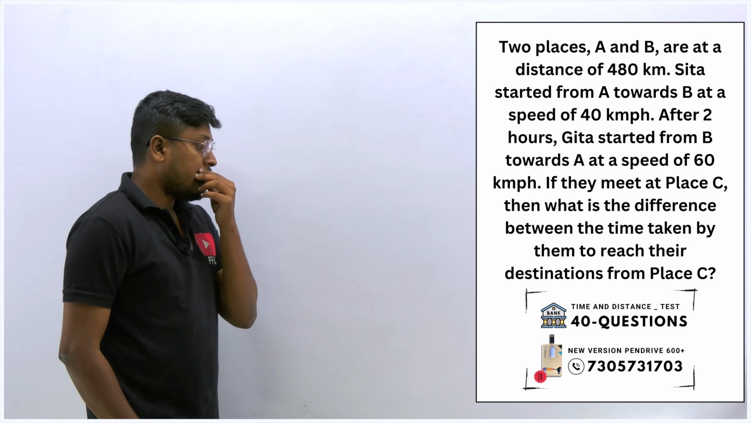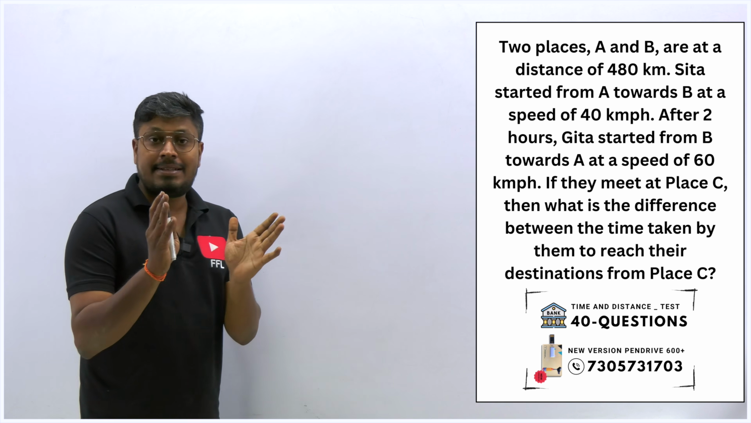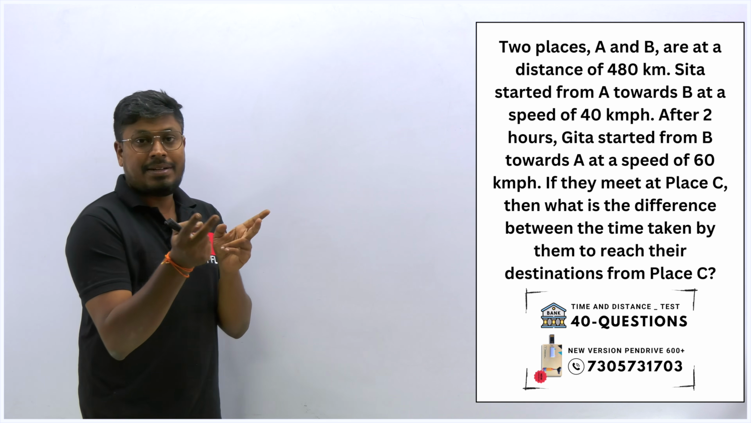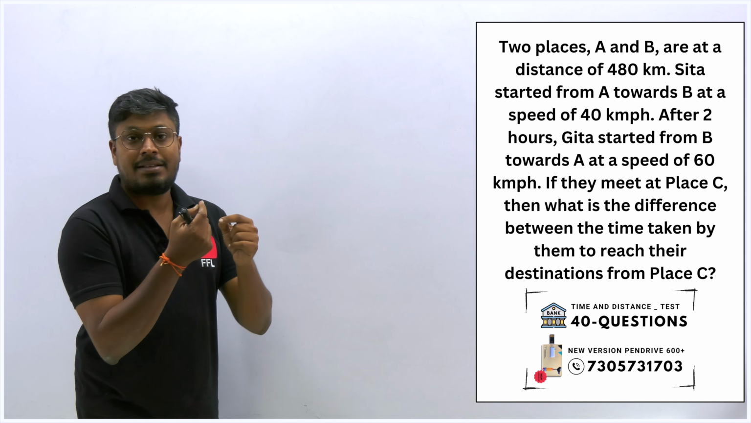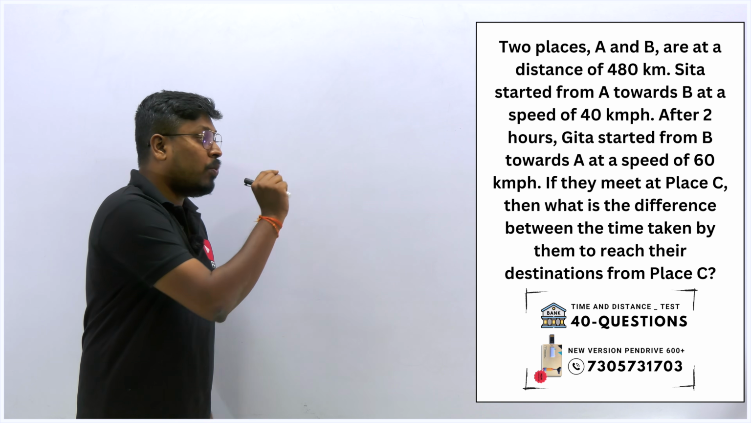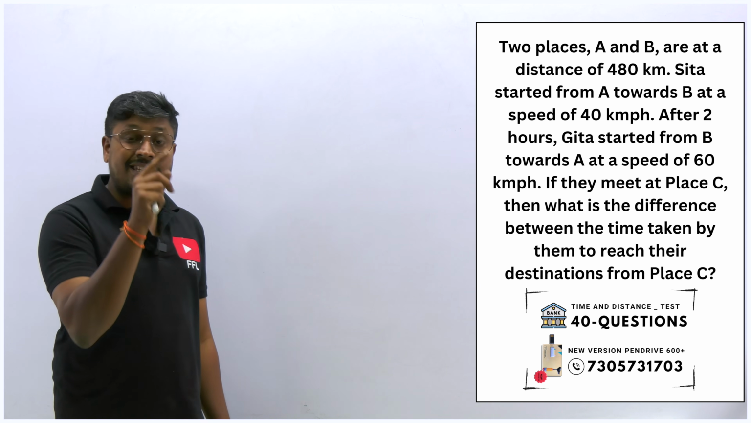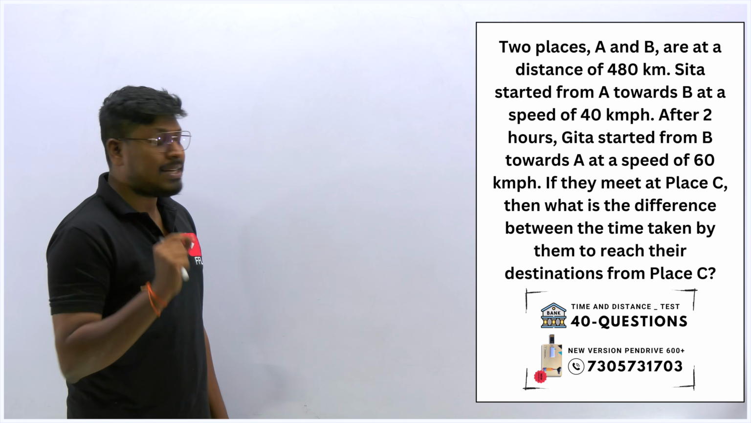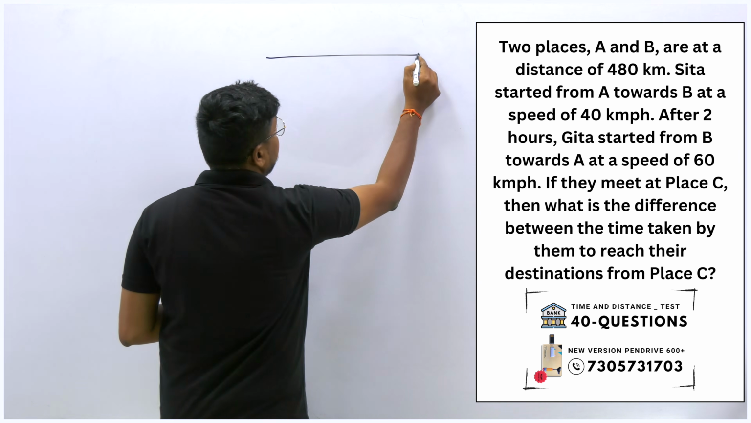Okay. So first what we can do here is, the total distance is also given, right? There are two places A and B, and there are two persons moving in opposite directions, that means towards each other, and our target is to find the difference between the time taken to reach that point C, the difference, right? So first let's understand one important thing here. The total distance has been given in the question, right?